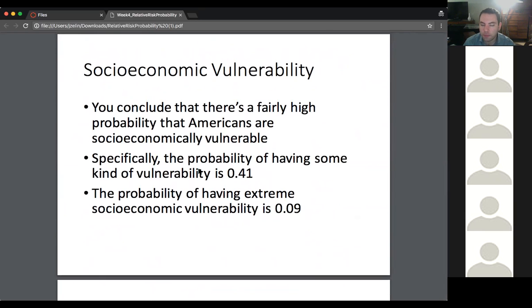So from that result we know that 41% of these people have some kind of vulnerability, being that they're either poor or they don't have health insurance. You can conclude that there's a fairly high probability that Americans are socioeconomically vulnerable. While we said that the extreme vulnerability group of not having health insurance and being poor is only 0.09, if we look at being either poor or not having health insurance, that's representative of a lot more of the group at 41%.